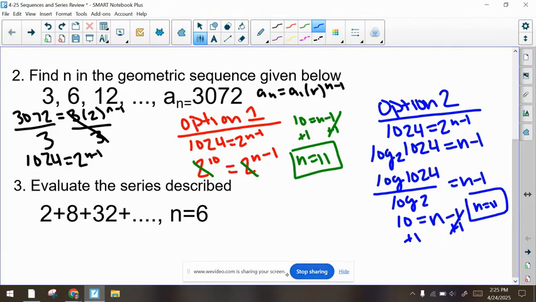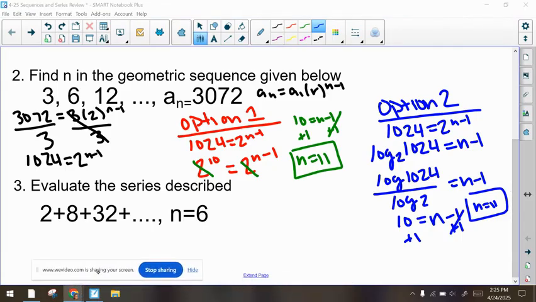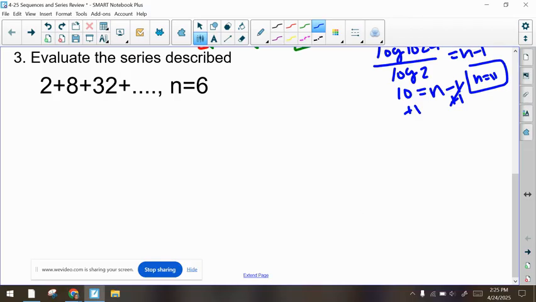And the very last question that we are doing is to find the sum or evaluate the series described. So again, as we decide what is arithmetic and what is geometric, we're looking, are we multiplying by something or are we adding something every time? So I can tell that as we go from term to term, we are multiplying by 4 every time. So our common ratio is 4.